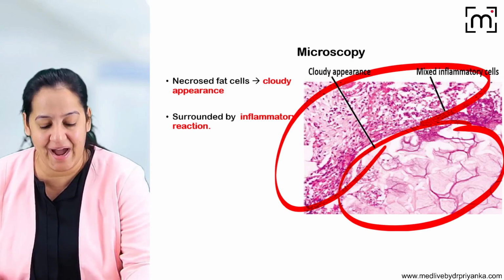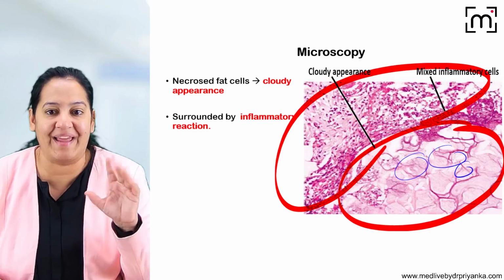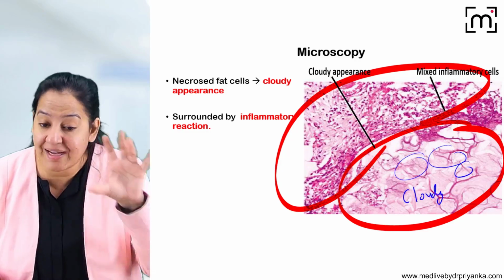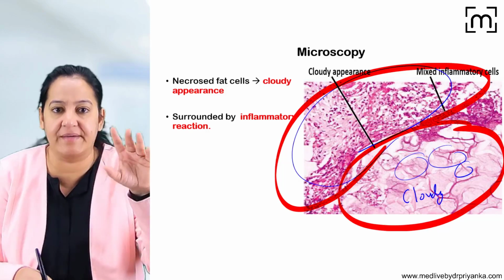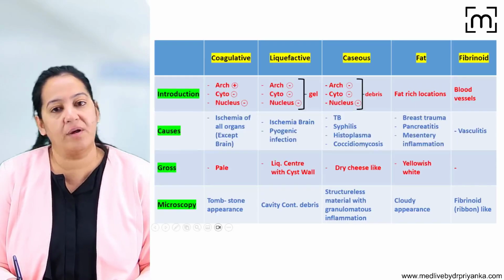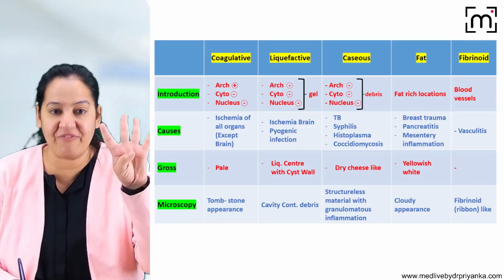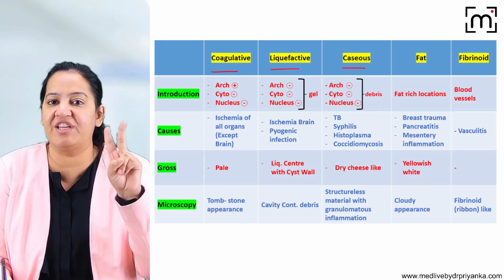So in the necrotic area, I can see the necrosis is cloudy-like. Say the word cloudy. It's looking like cloudy necrosis. And this is a normal inflammatory infiltrate. Mixed inflammation is there. So there is a cloudy appearance. You have to learn the cloudy appearance. So we are done with four types of necrosis till now: coagulative, liquefactive, caseous, and fat.